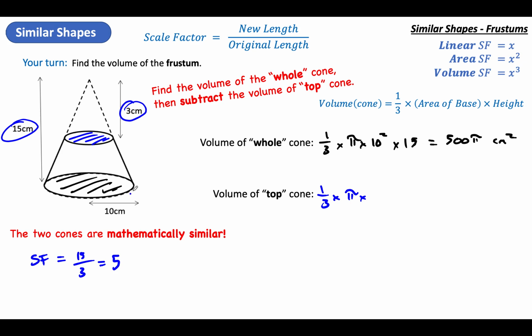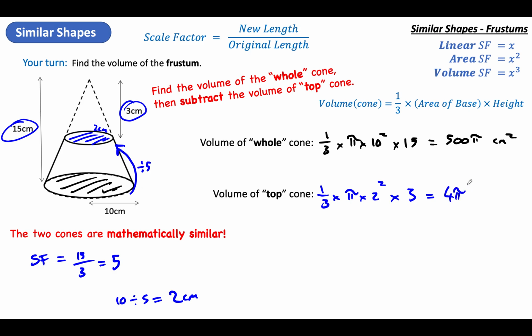Now I'm going in reverse, because I'm going from the radius of the big cone to the radius of the small cone, so I use the scale factor in reverse. I'm going to divide by my scale factor instead. Now 10 divided by my scale factor of 5 is 2, so my radius here must be 2 centimeters. So 2 squared times the height of the small cone, which is 3, which I can already see is going to be 4 pi.